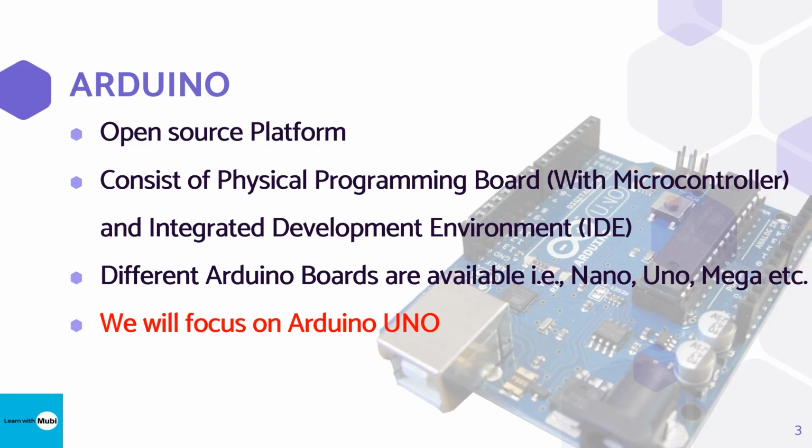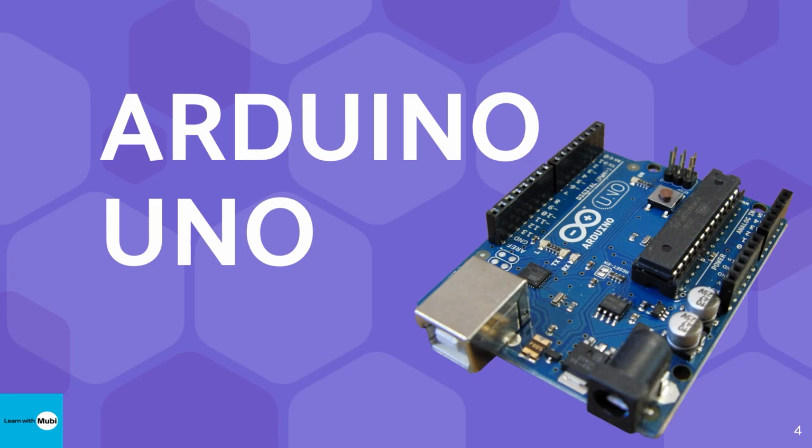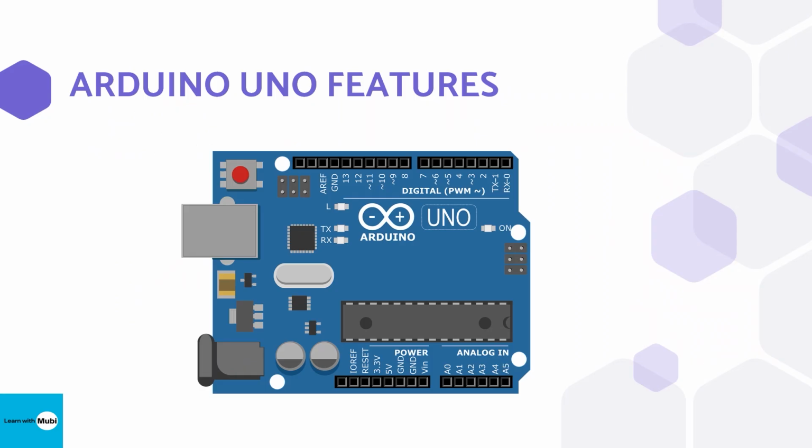Arduino consists of a physical programming board along with its integrated development environment, or IDE. There are different types of Arduino boards, but we will focus on Arduino Uno, which is simple and easy to learn. Arduino Uno is a low-cost, flexible, and easy-to-use programmable open-source microcontroller board that can be integrated into a variety of electronic projects. Let's discuss the features of Arduino Uno.